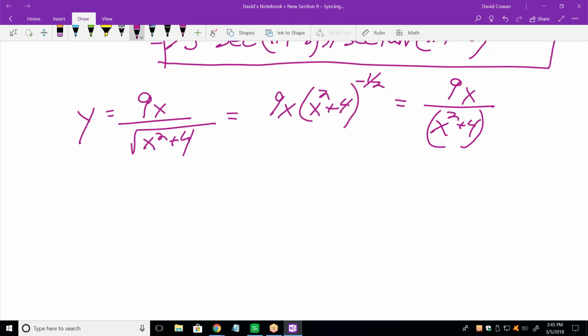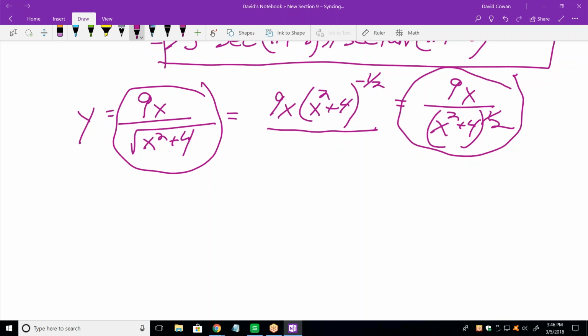Notice the difference. If I write it like that, I have to use the quotient rule, right? If I write it like that, I can actually use the product rule, no quotient rule. If I write it like this, I can't use either one because it doesn't know what to do with the radical sign. So the first step is always to get rid of the radical sign.